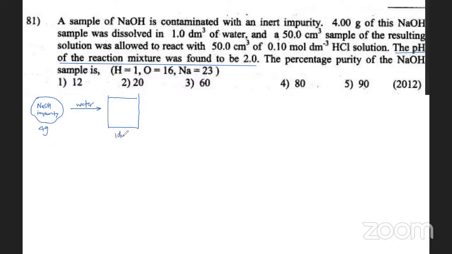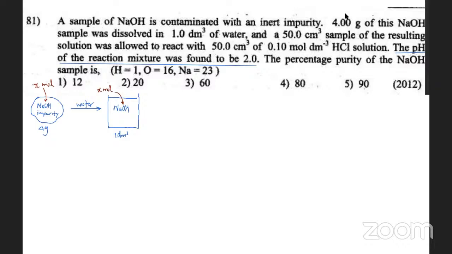1 decimeter cube. So inside this now sodium hydroxide is there, but you can't find the number of moles of sodium hydroxide by dividing 4 gram by its molar mass. Completely wrong. Reason is, this 4 gram doesn't consist entirely of sodium hydroxide. So what you have to do is, we have to take the number of moles of sodium hydroxide here as x moles. Then here also we will have the same x moles of sodium hydroxide, because it is completely dissolved in water.